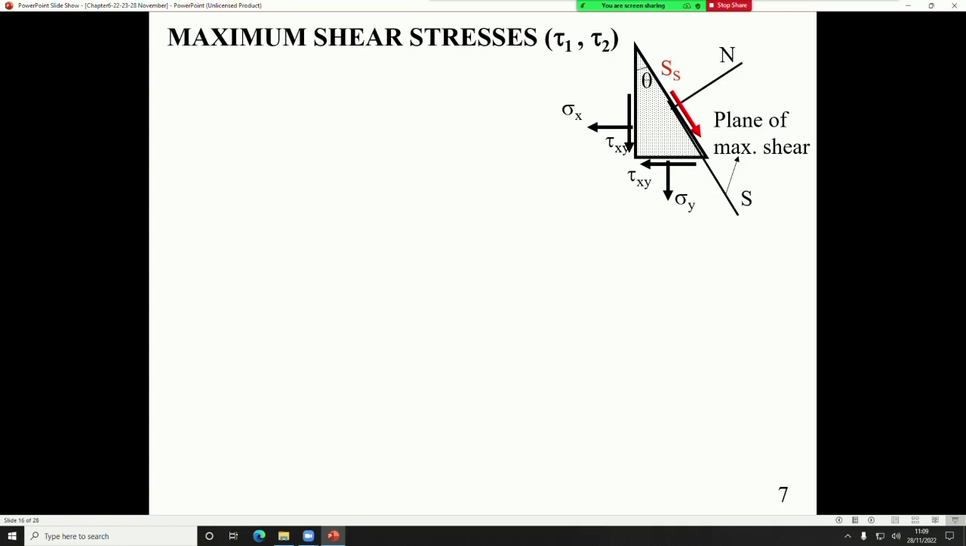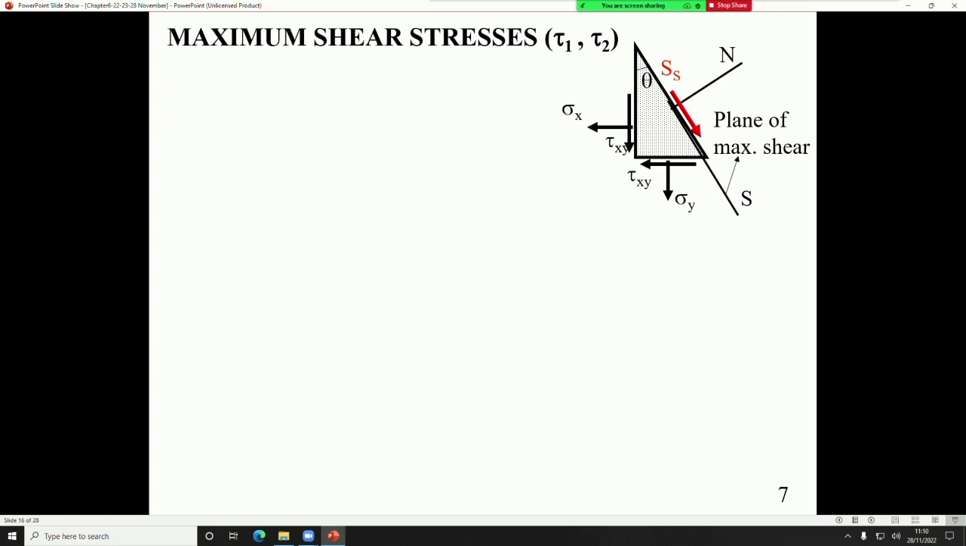Now, maximum shear stresses, which we show using the symbols τ1 and τ2. For the principal stresses, we use sigma 1 and sigma 2. In some books, they use S1 and S2. As I said, S and sigma are usually used interchangeably. The difference between the plane of maximum shear stresses and principal planes is that the plane of maximum shear stress could be subject to normal stress or normal stresses. But the value is definitely less than the maximum principal stress.